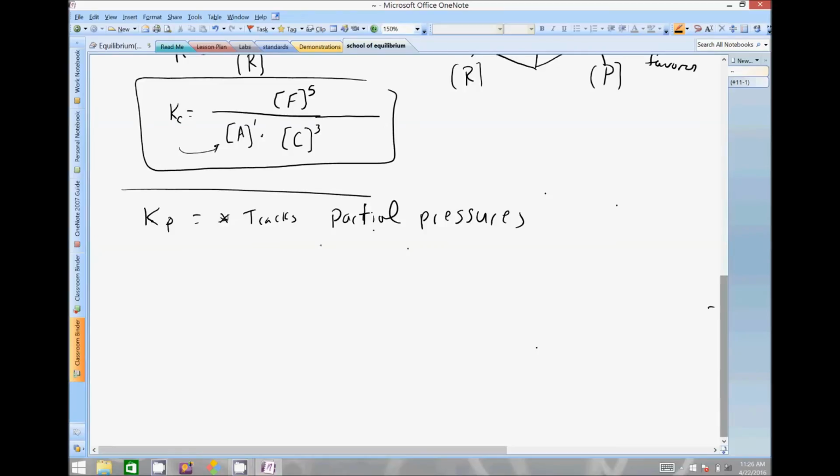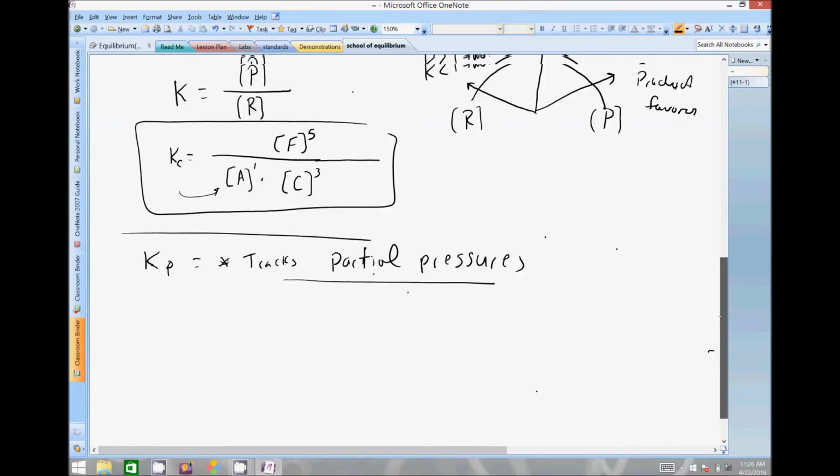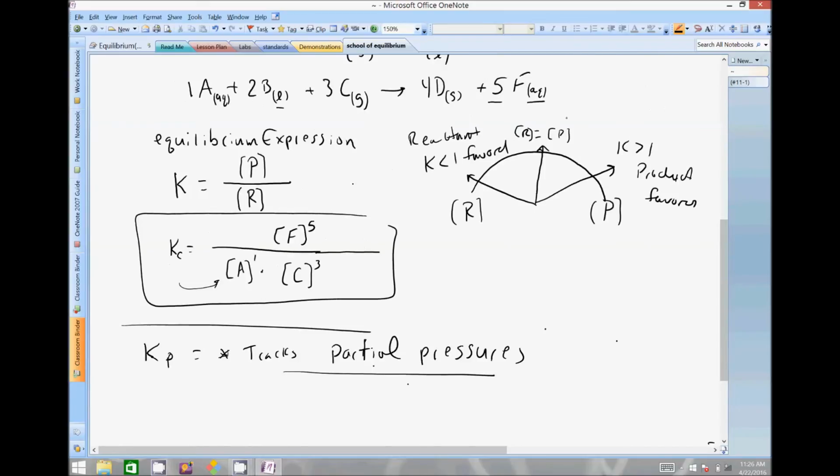So we'll take a little moment here and, well, let's write out the Kp expression first, and then we'll talk a little bit about partial pressures. So this thing tracks the pressures or the partial pressures of gases. So really we can only include gases. So my Kp equals, and on my product side I don't have any gases, so I'm just going to put a 1 there. And then on my reactant side I only have one gas, and that is C.